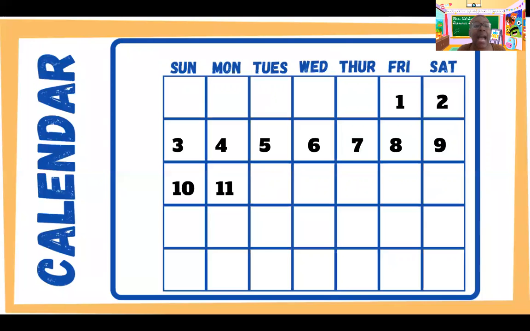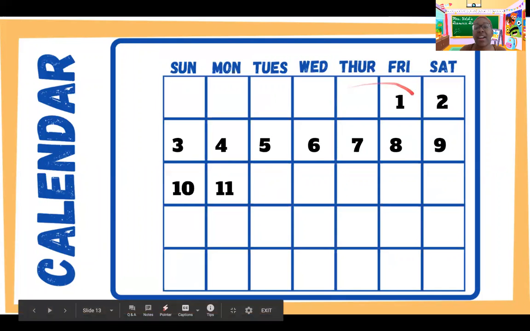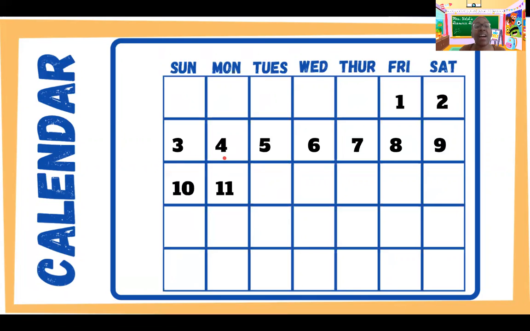Let's take a look at our calendar. Remember, the calendar assigns one number to every day of the month. Let's count together. 1, 2, 3, 4, 5, 6, 7, 8, 9, 10, 11. What comes after 11? That's right. Today is the 12th day of the month of May.